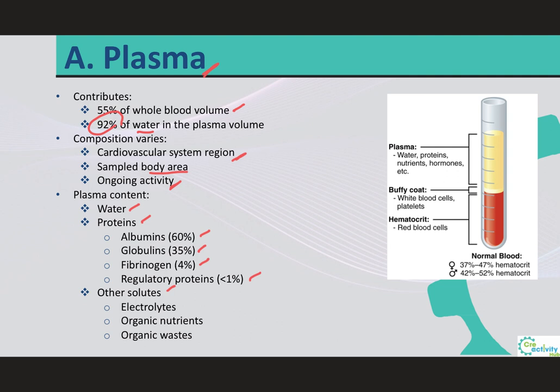Albumin will represent 60% of the plasma volume. It will be the major contributor to the osmotic pressure of plasma, and in addition, it will help with the transport of lipids and steroid hormones, and it is the smallest of the major plasma proteins. Next, we have globulins, which represent 35% of the plasma volume.